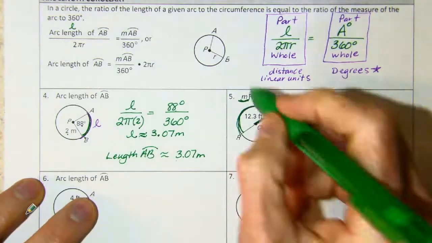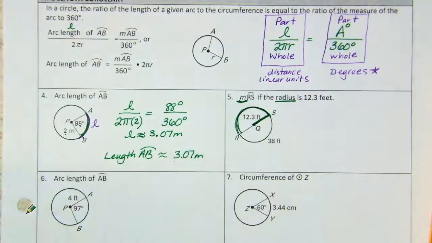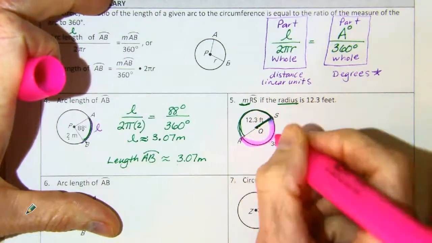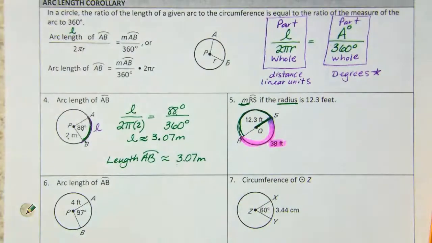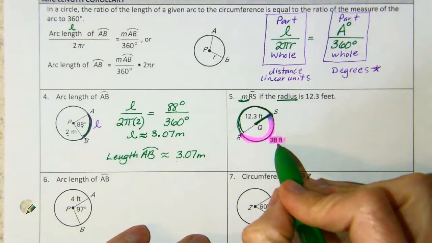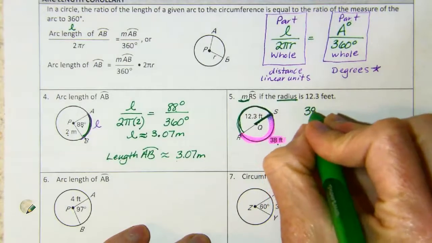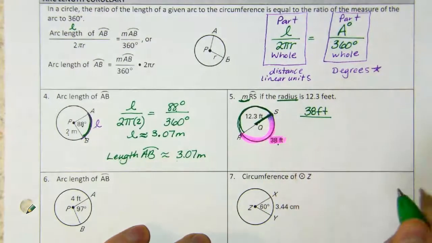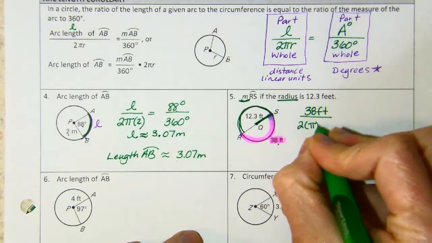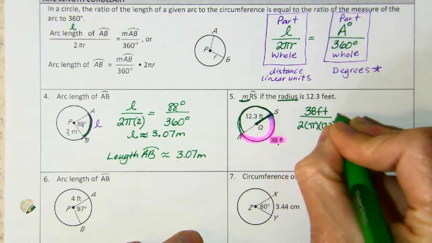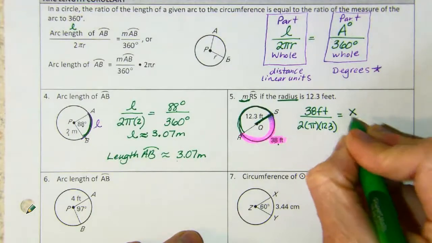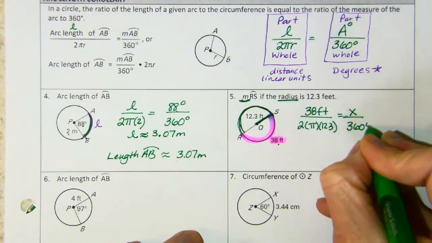So RS, and it really didn't tell us, so actually I'm going to make this RS. Normally it would tell us that third, but since they're labeling that right there, 38, we're going to say that that is RS. So we know how long RS is in this picture. It's 38 feet. The circumference, we know the radius is 2 pi times 12.3, and that is equal to the degree, so I'm going to call that x, over 360 degrees.